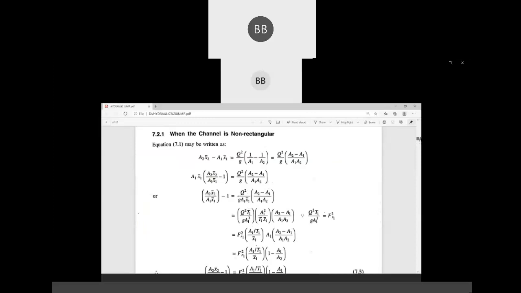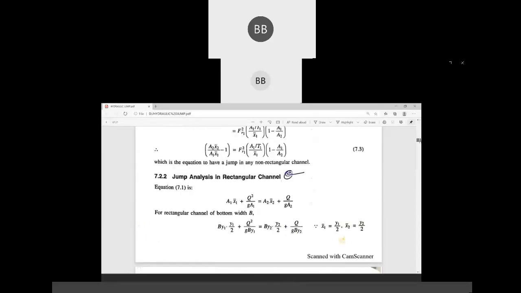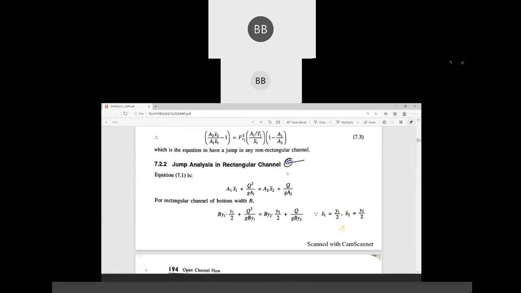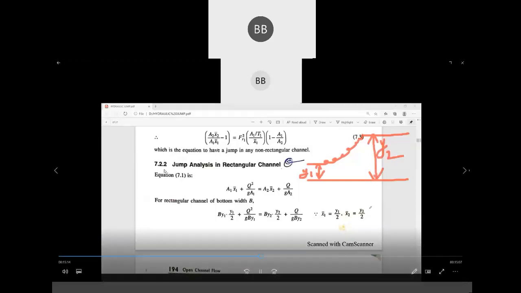Now we derive a relationship between Y1 and Y2. Suppose this is your hydraulic jump. Here we have Y1 before the jump, and after the jump, the depth of flow is Y2. So we are going to find one relationship between this Y1 and Y2.